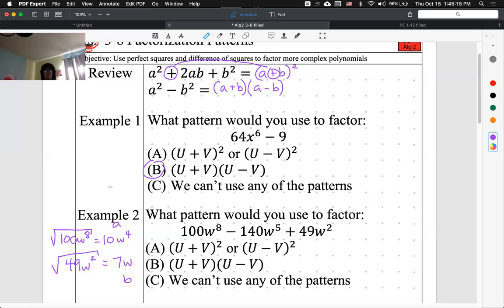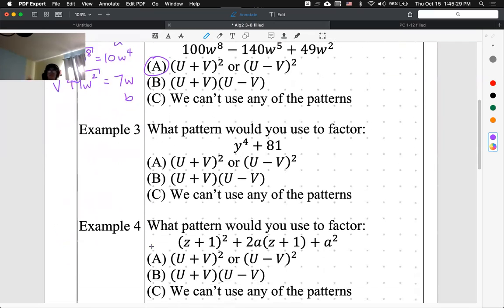All right, so everyone hold up the answers. A, B, or C, 1, 2, or 3. Everyone clearly sees the answer is going to be 1, right, Cohen? Yep, 1. It's a perfect square. All right, let's move on to example number 3.